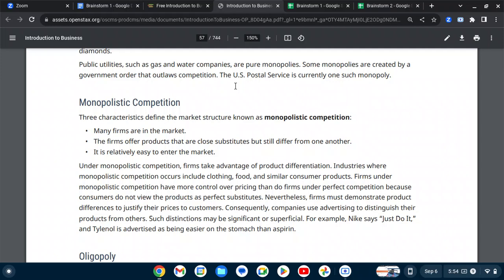Some monopolies are created by a government order that outlaws competition. The U.S. Postal Service is currently one such monopoly.